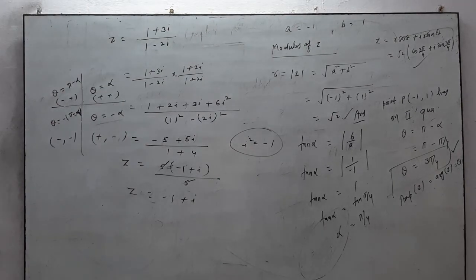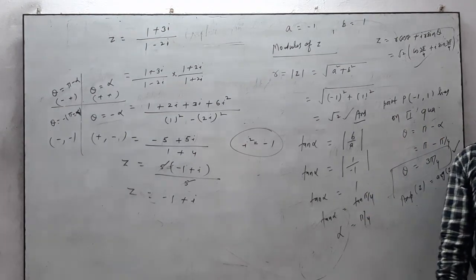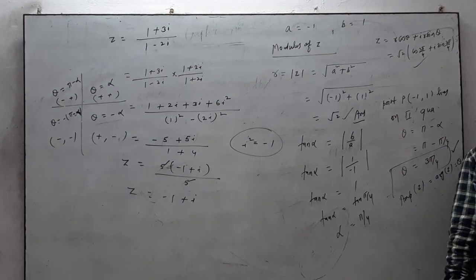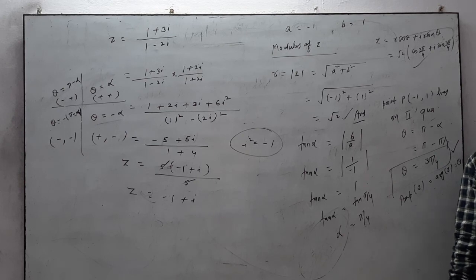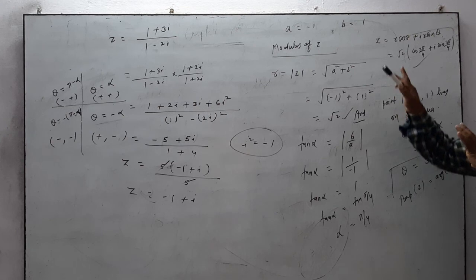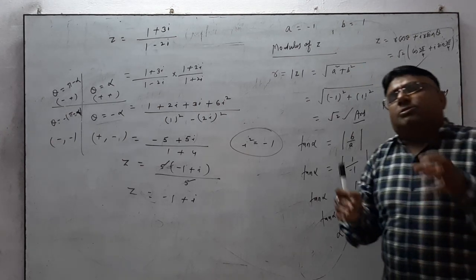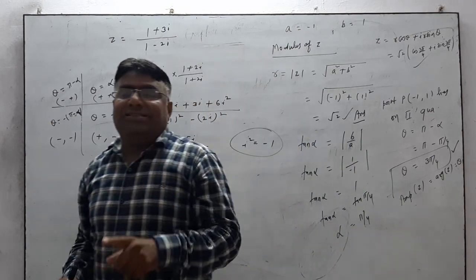Any problem student, right? First thing, we have exercise 5.2 here. 5.1 is the basic: sum of two complex numbers, difference of two complex numbers, product of two complex numbers, division of two complex numbers. This is a very important topic, exercise 5.2. So please solve exercise 5.2 and the miscellaneous exercise.